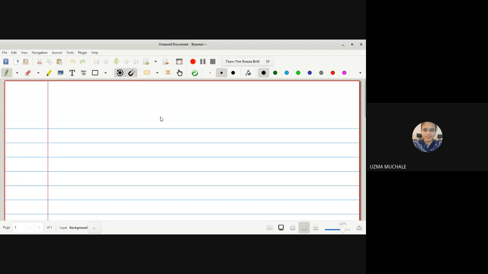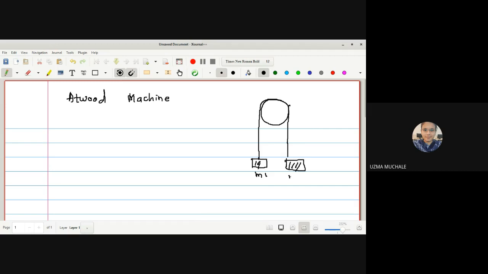This is the next example, to find the Lagrange's equation of motion for the Atwood machine. How is the Atwood machine constructed? It consists of two masses M1 and M2 connected by an inextensible string, supported by a pulley. Suppose this is mass M1 and this is another mass M2, connected by a string of length L.